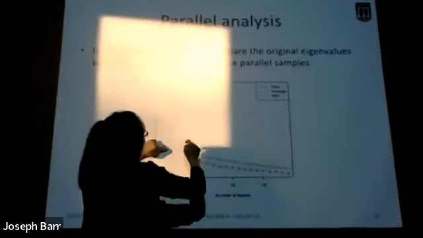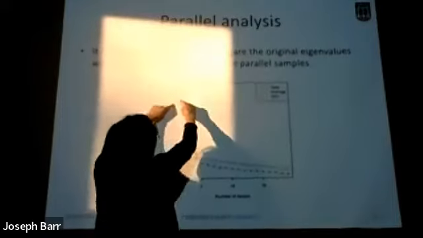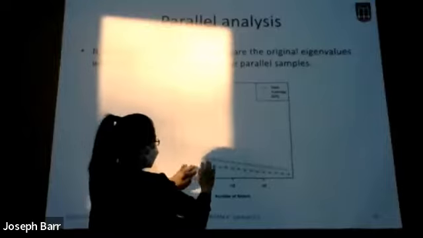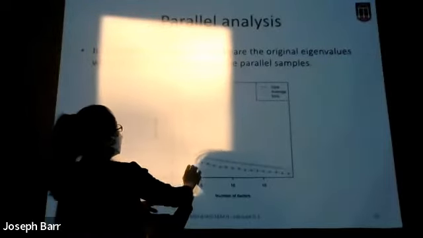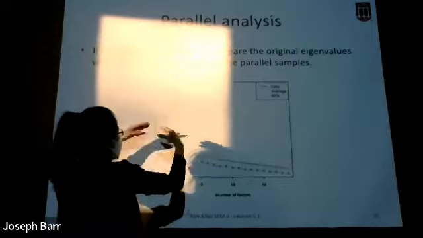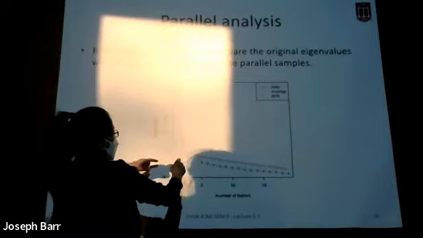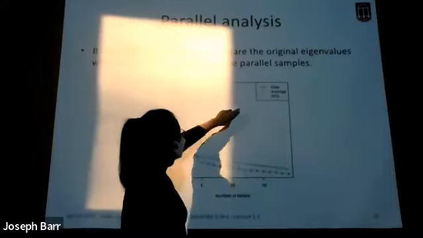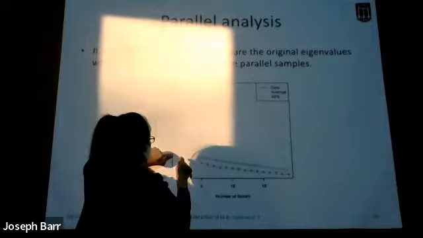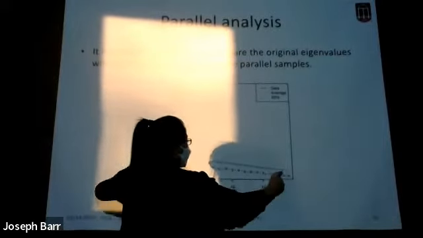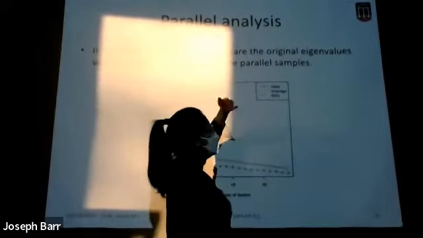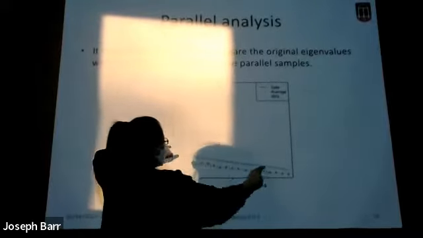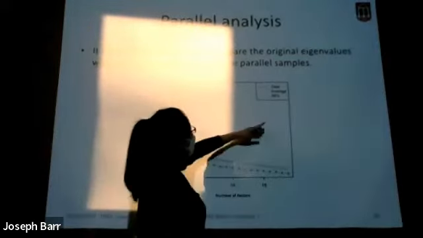So this is our original eigenvalue. We have 6 here, almost 2 here, 2 around 1.5, and a lot of eigenvalues here. Then we generated a lot of random noise data. So we have 2 lines here: the average line, the dotted one, and the upper bound at 95%, the dashed line. The black solid line is the original data.